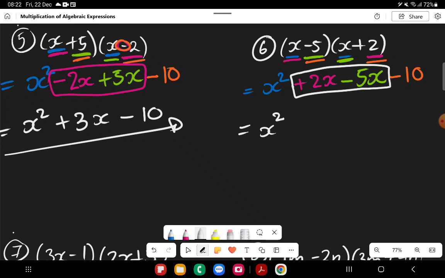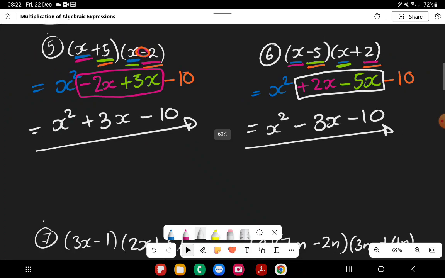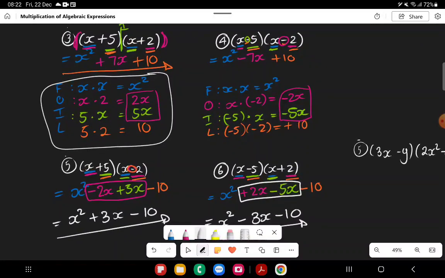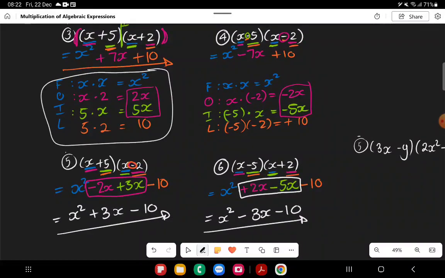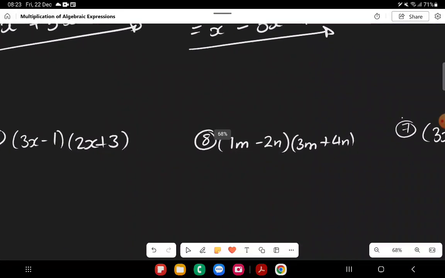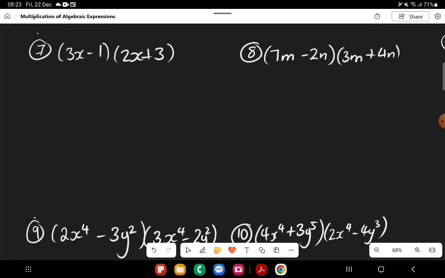2x minus 5x is minus 3x minus 10. And that's my answer. So now you can look at these 4 questions, 3, 4, 5, 6, and you can see they are similar in the x's and the numbers, but the signs are different, and therefore the answers are slightly different. Okay, we've got 2 more to go in this question, in this video. Oh, no, 4 more to go.